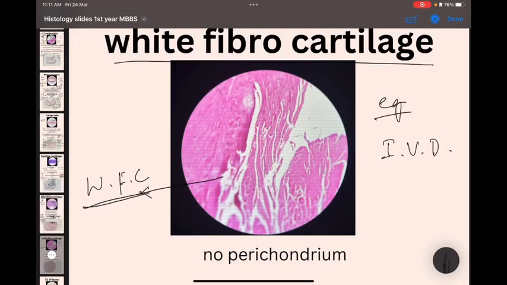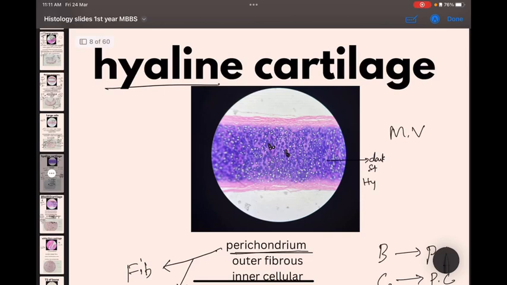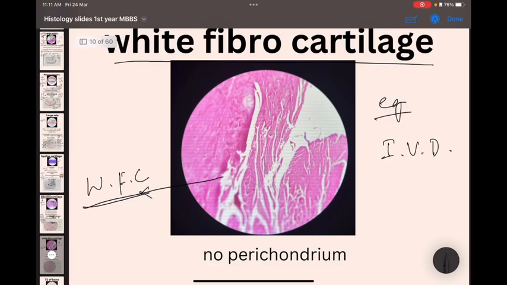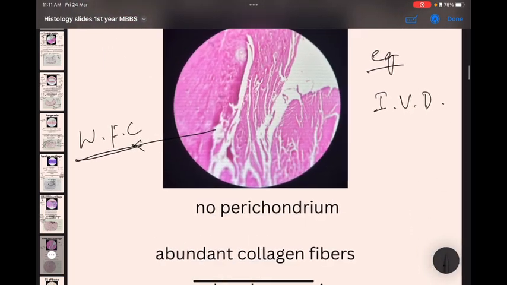These three are also very easy, right? Elastic is lightly stained with no cell nests, whereas highly stained is hyaline cartilage with cell nests. That's all. This is white fibrocartilage. This is somewhat like this. Just observe this. Very easy slide.